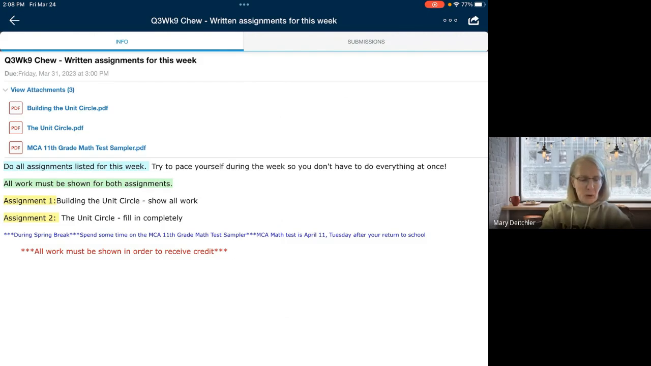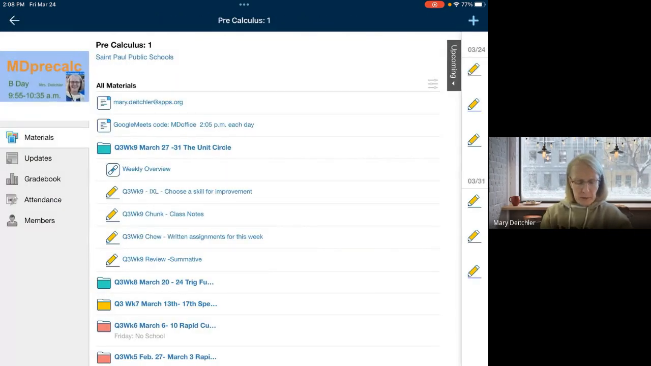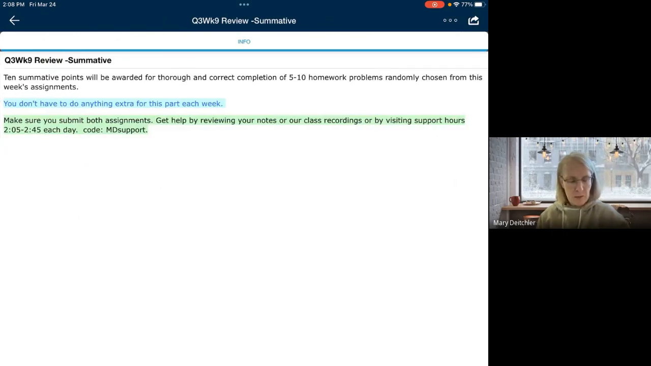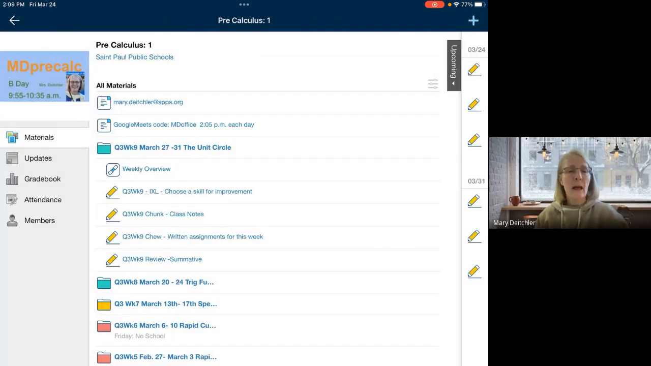And so when we get to the summative points, your summative points are based on what you handed in for the homework. The summative assignment each week will say you don't have to do anything extra for this part each week. As you can see there in blue, just make sure that your written assignments are complete and as well done as possible. And I will assign summative points based on how well you did the problems on the homework for that week. You can find out more details when you come to class.